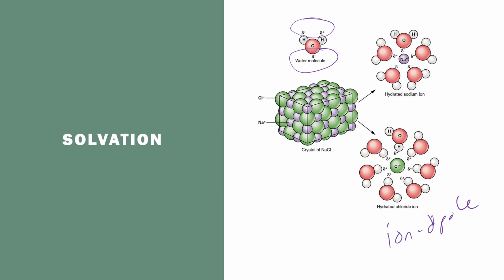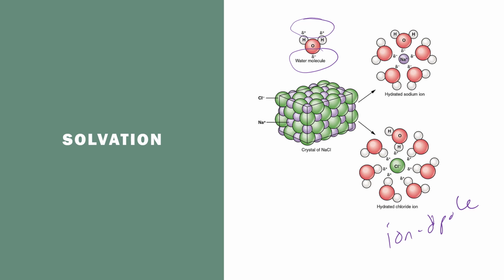Now, the same thing happens if you don't have an ionic compound. It just won't necessarily orient itself as specifically. If you have a polar compound dissolving in water, the negative end of the polar molecule will be attracted to the hydrogen end of the water, and vice versa.